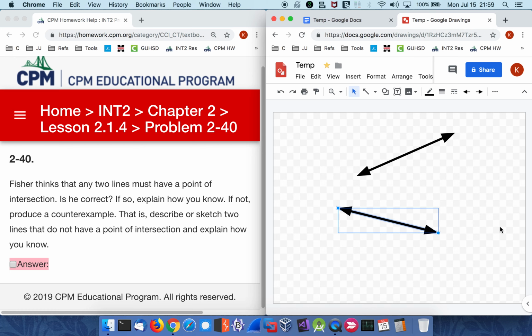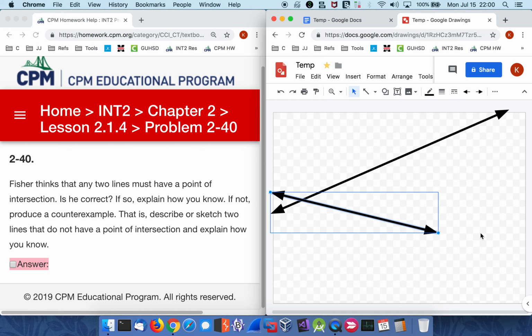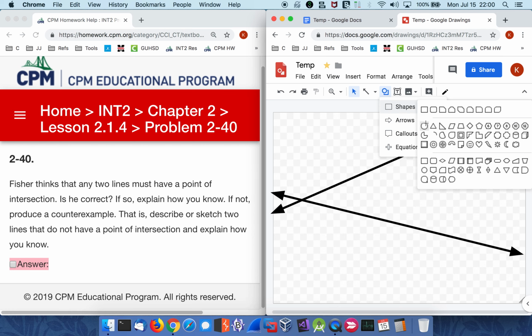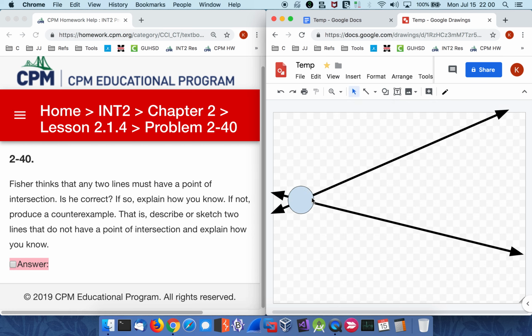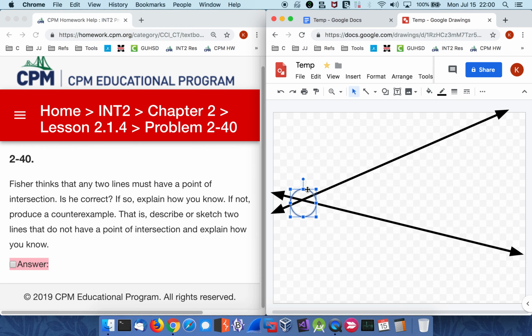All right, cool. So Fisher is thinking that any two lines must have a point of intersection, because the arrows mean that the line actually goes on forever, and same in the other direction, to infinity. And so if you take any two lines, he's thinking that if you just extend them like that to infinity, they'll always have this point right here where they intersect.